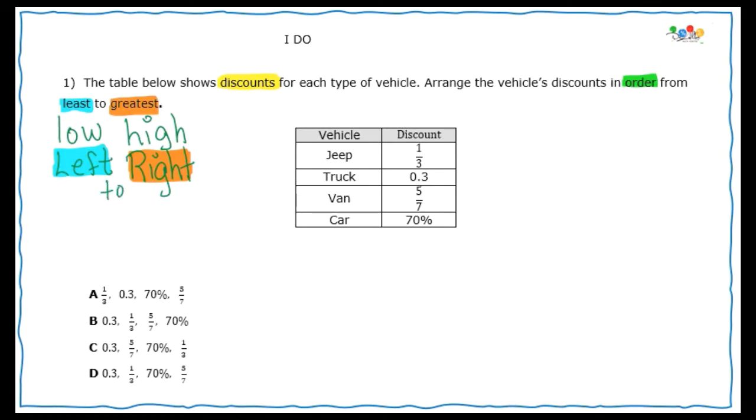Okay, so now let's look at the numbers that are given to me. The vehicles are on the left side and the discounts are on the right side. So I see 1/3, 0.3, 5/7, and 70%. I need to make sure that all the numbers can be compared. I can change all of them to a fraction. I can change them all to a decimal and so on.